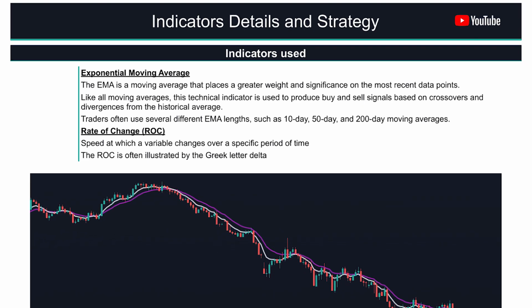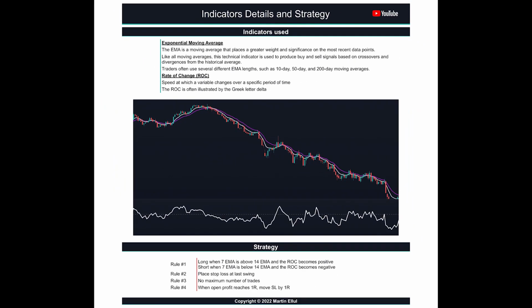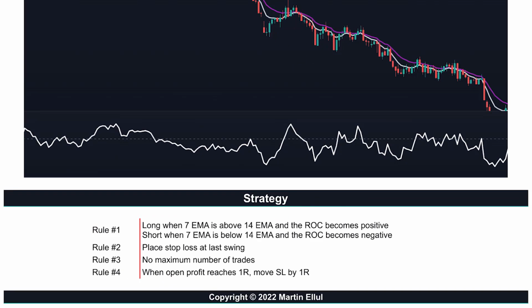letter delta. So this backtest is based on the daily time frame on GBP USD with a rolling stop loss. So here's the strategy. We go long when the 7 EMA is above the 14 EMA and the rate of change becomes positive. And we go short when the 7 EMA is below the 14 EMA and the rate of change becomes negative. We place the stop loss at the last swing.